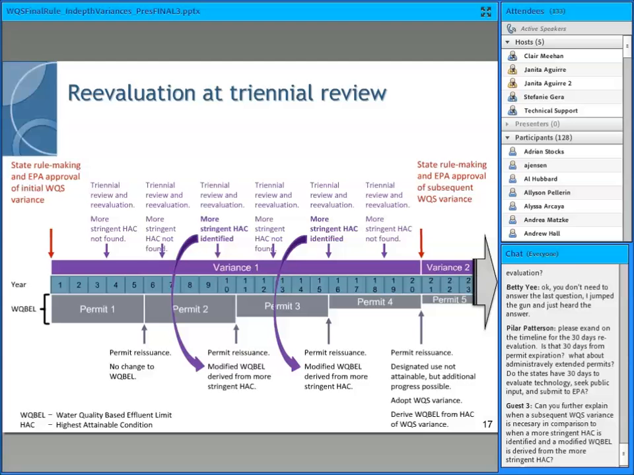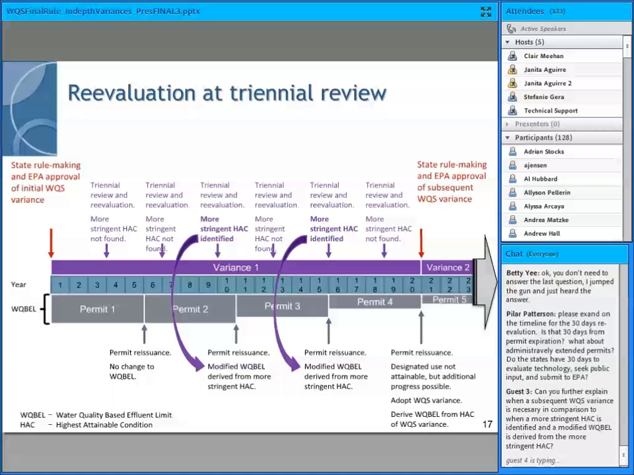Again, variance reevaluations are not subject to an approval-disapproval action by EPA, but if the state or tribe does not perform the reevaluation according to the schedule that they have set out or submit the results to EPA within 30 days, the underlying designated use and criterion becomes the applicable water quality standard for the permittee without EPA or the state or tribe taking any additional action.